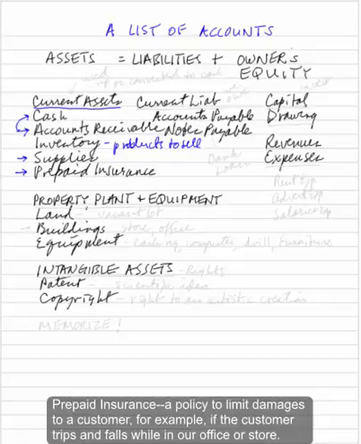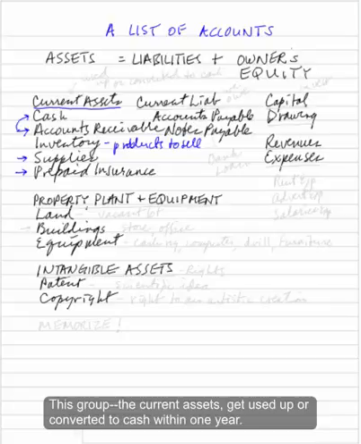Prepaid insurance represents insurance. Perhaps it's liability insurance in case your customer slips and falls, breaks a leg. It is very common for a business to carry insurance for unexpected incidents that happen. This group is called the current assets, and there's a definition. They get used up or converted to cash, and that's within 1 year time.